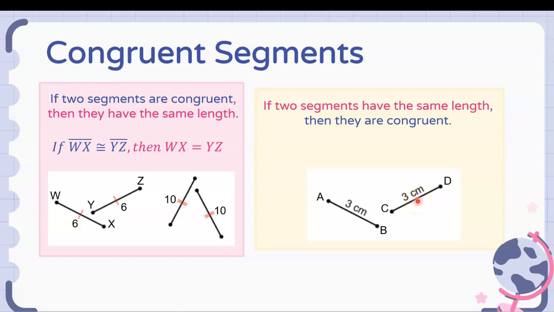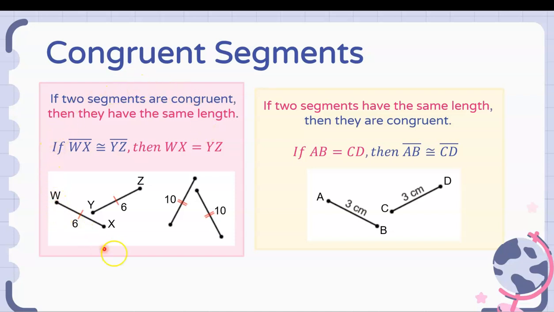So if I see a situation like this, I don't see any sentence about them being congruent, and I don't see any hash marks, but I see that they're the same length. That tells me they're congruent. Another way to write that would be: if the length of AB, which is 3, is equal to the length of CD, which is 3, then I know segment AB is congruent to segment CD. So we just want you to know that this is true in both directions.